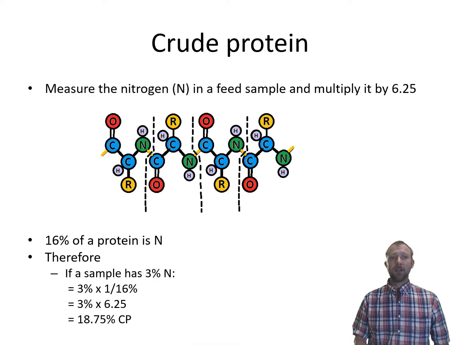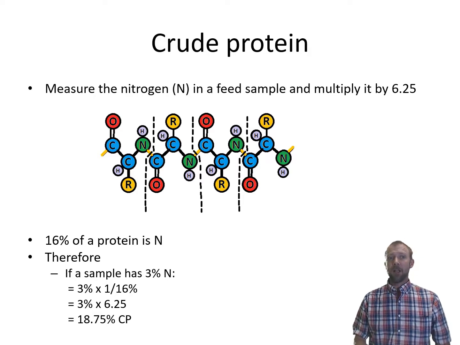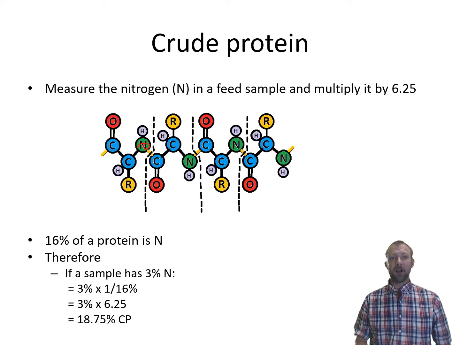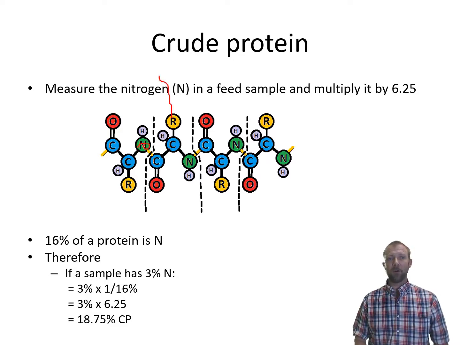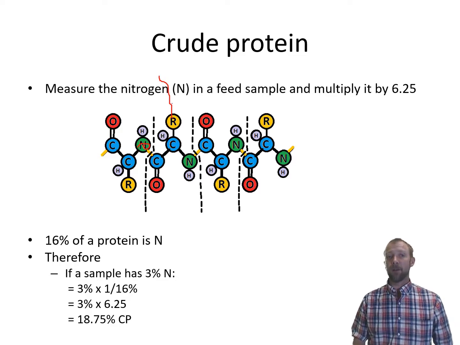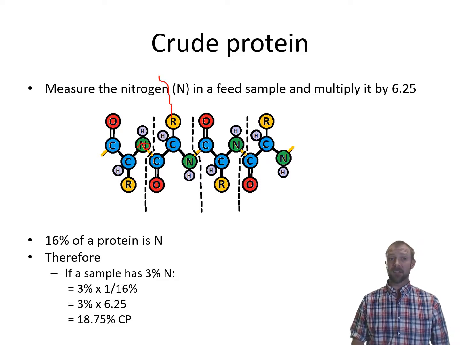Now, sometimes, I'm sure you've heard the term crude protein before. If you were to take here, you can see that basic structure, and you notice that there are some nitrogens here, and some of the R groups would have nitrogens as well. There'd be some nitrogens in there. If you figure out how much nitrogen there is compared to the total weight of that protein, it's around 16%. 16% of protein is nitrogen.